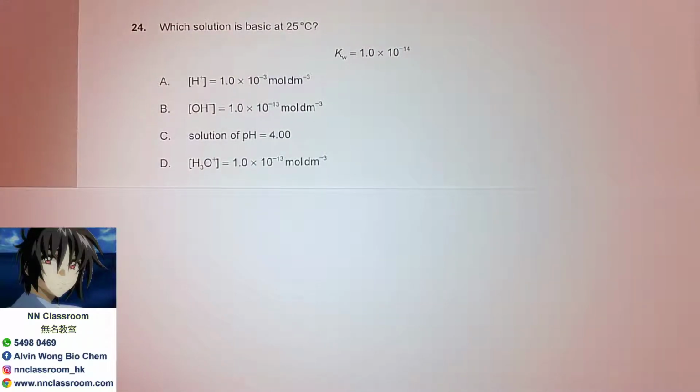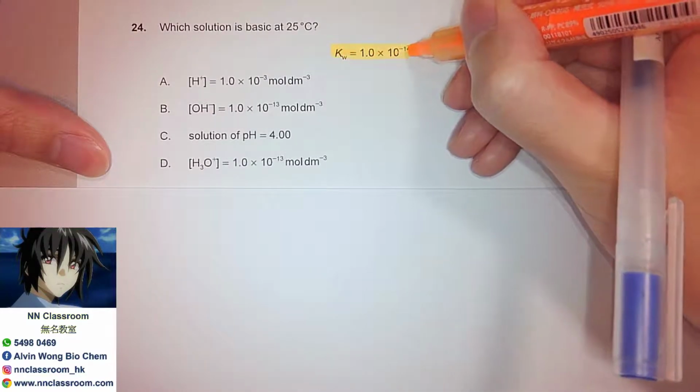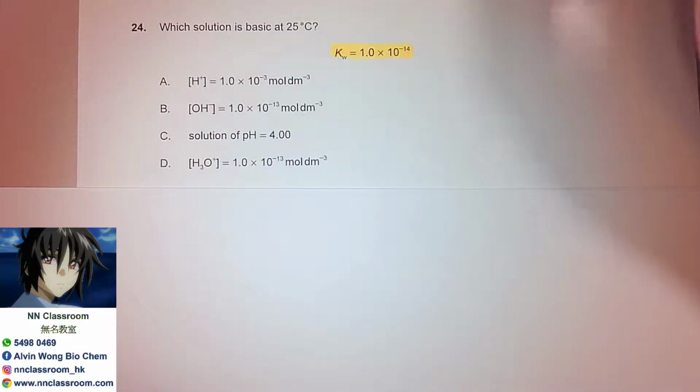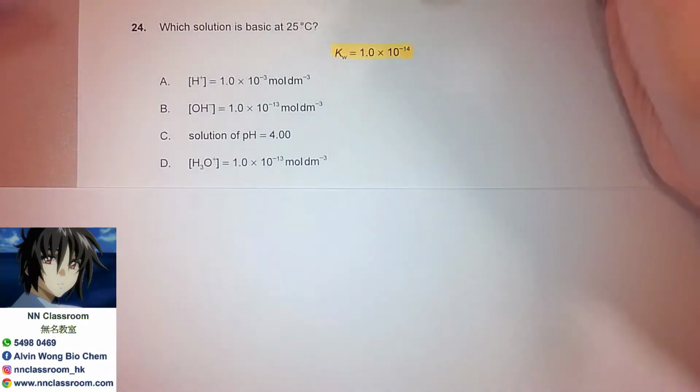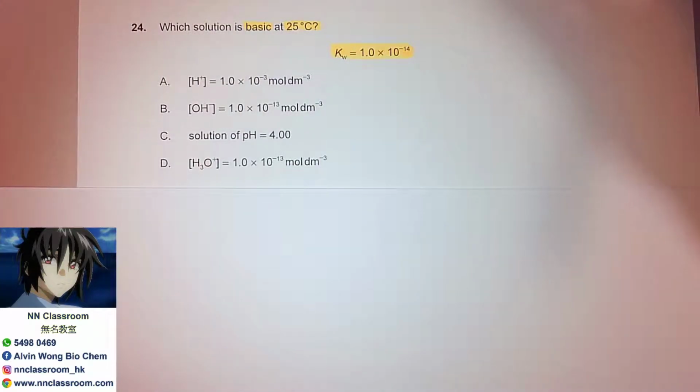Today I'd like to share with you a past paper question from 2019 Time Zone 1 in May. Question number 24. Concepts relating to topic 8, relating to the introduction of the ionic product of water, so Kw. Let's see. Which solution is basic at room temperature, 25 degrees Celsius?